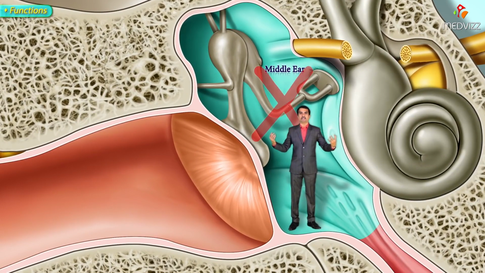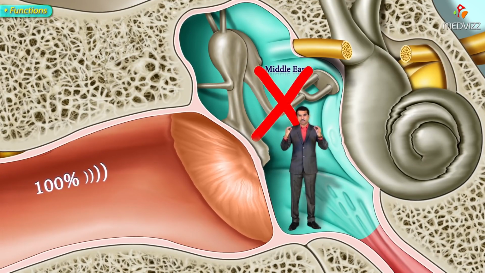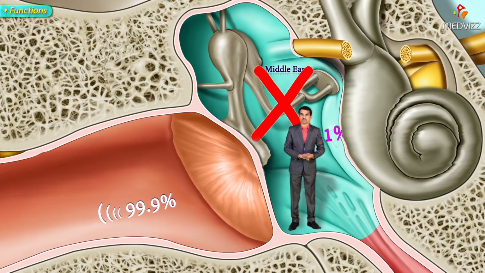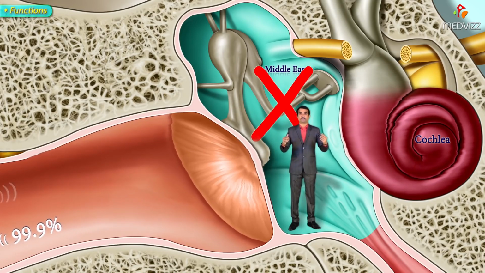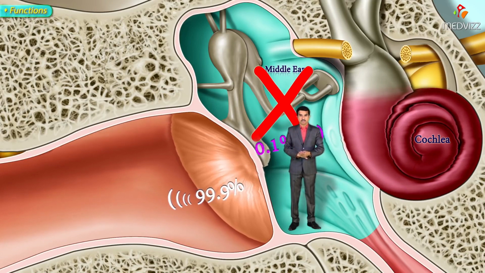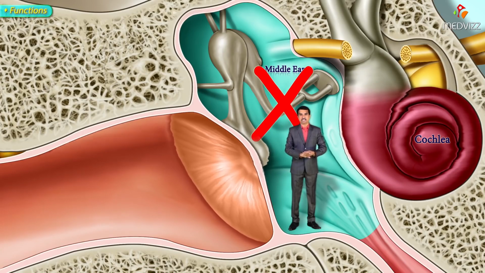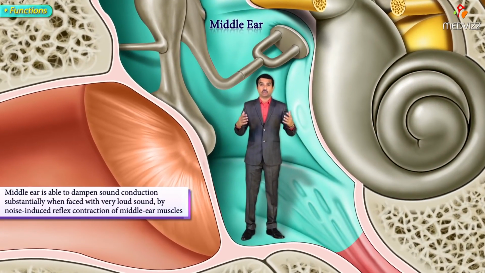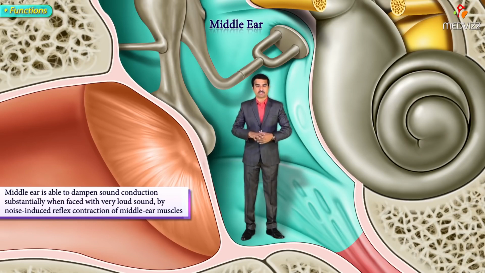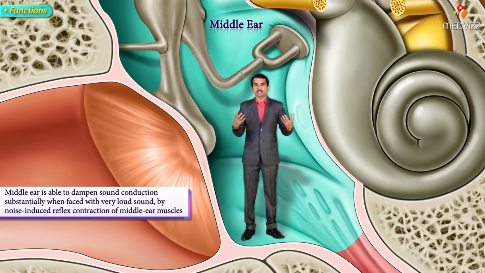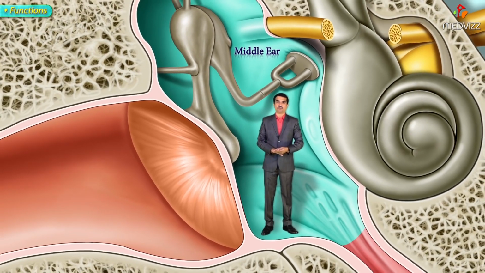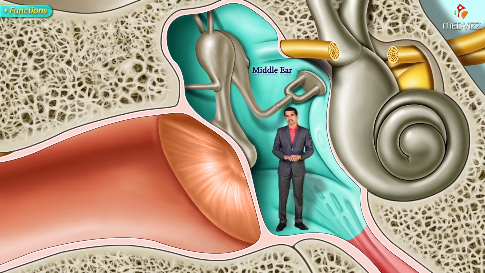If no middle ear were present, only 0.1% of the acoustic wave energy traveling through the air would enter the fluid of the cochlea, and 99.9% would be reflected. That is the chief function of the middle ear cavity. The middle ear is also able to dampen sound conduction substantially when faced with a very loud sound, by noise induced reflex contraction of the middle ear muscles. So these are the two important functions we need to know about the middle ear. By this we completed the anatomy of the middle ear.